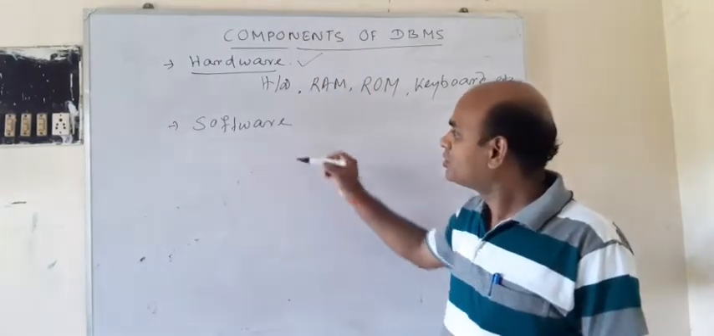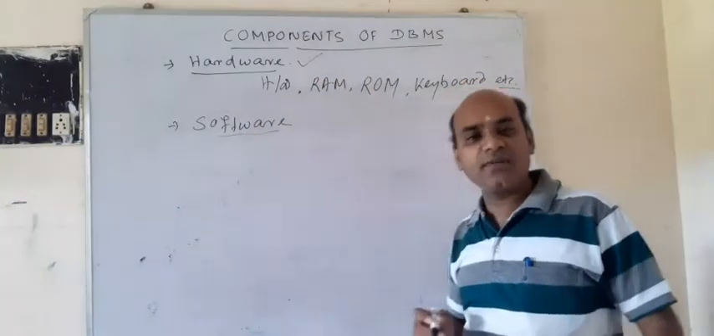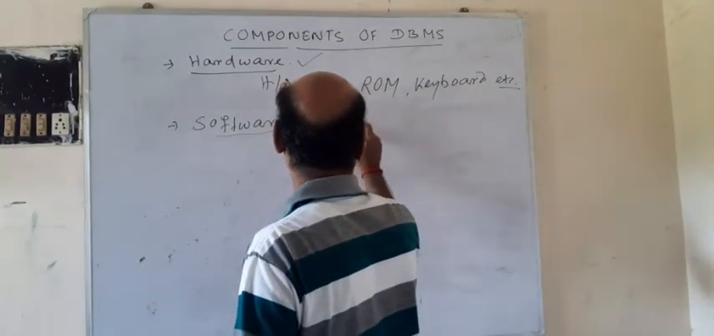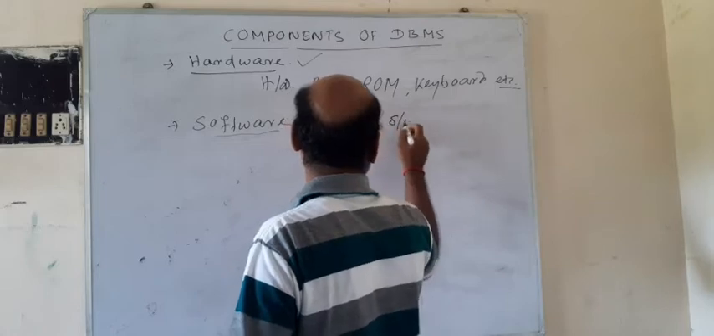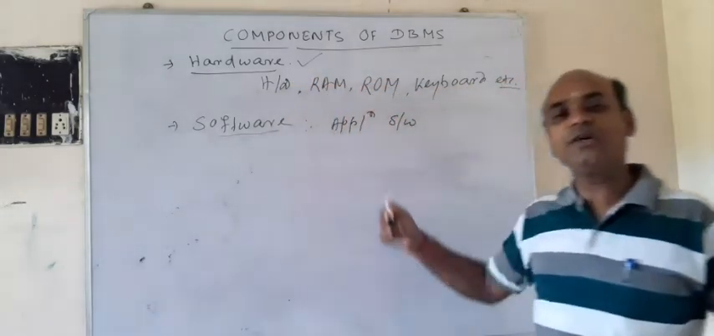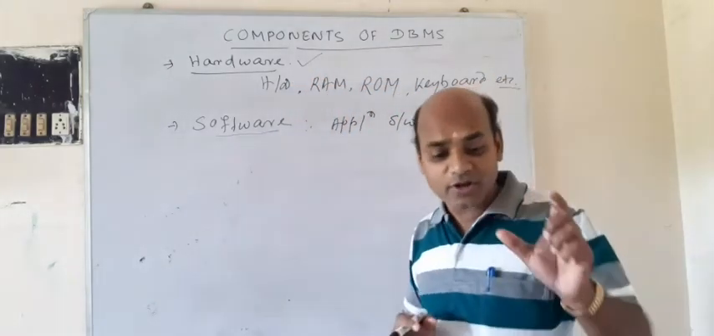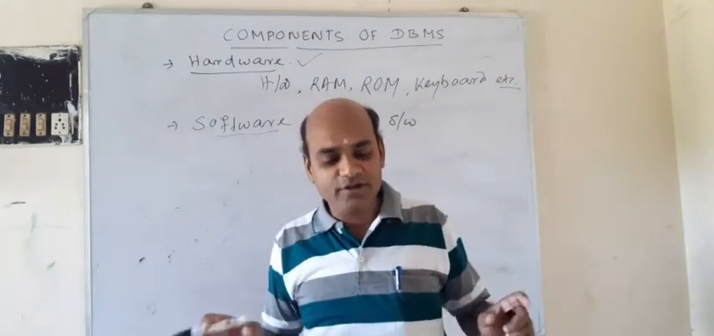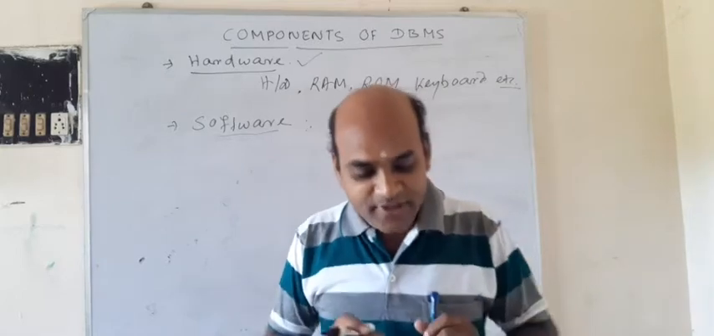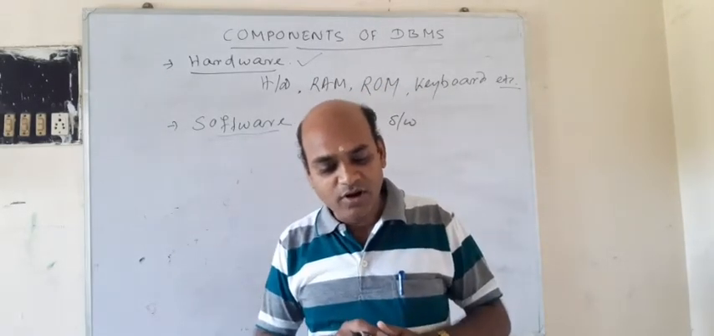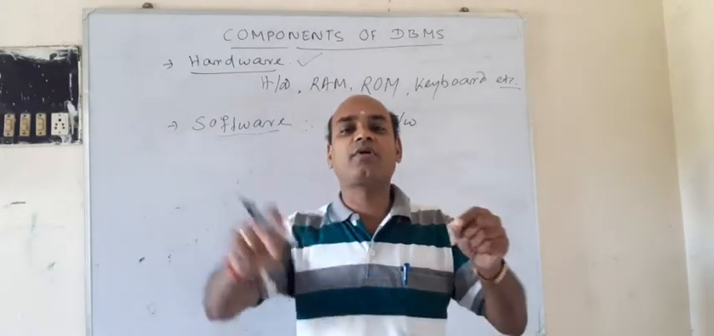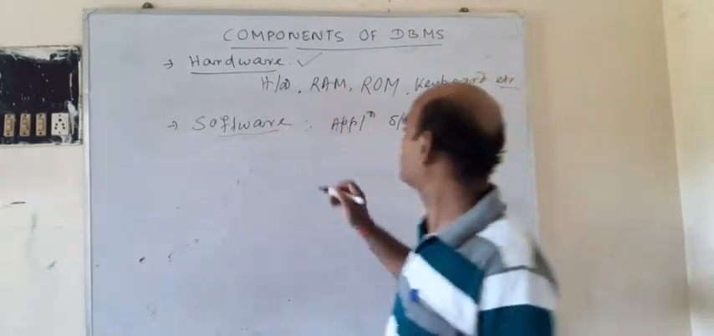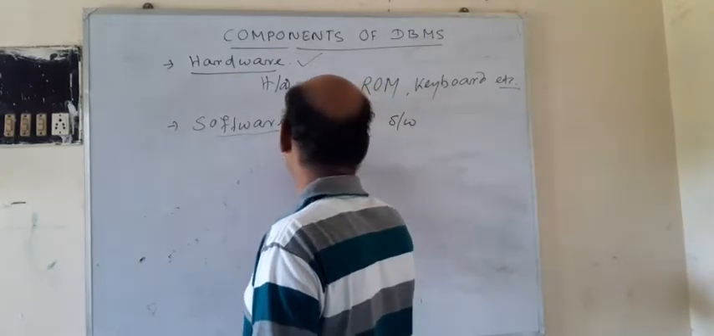This software, the DBMS, the database management system, is an application software. It is a program that controls all operations of the database. It is just like a wrapper around the database, which controls all operations. These are the programs.